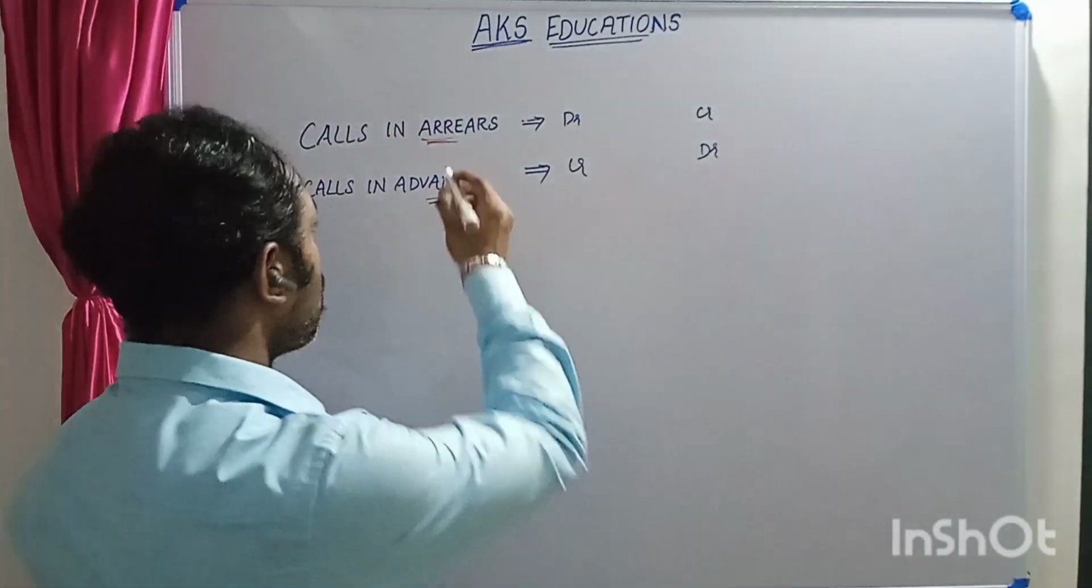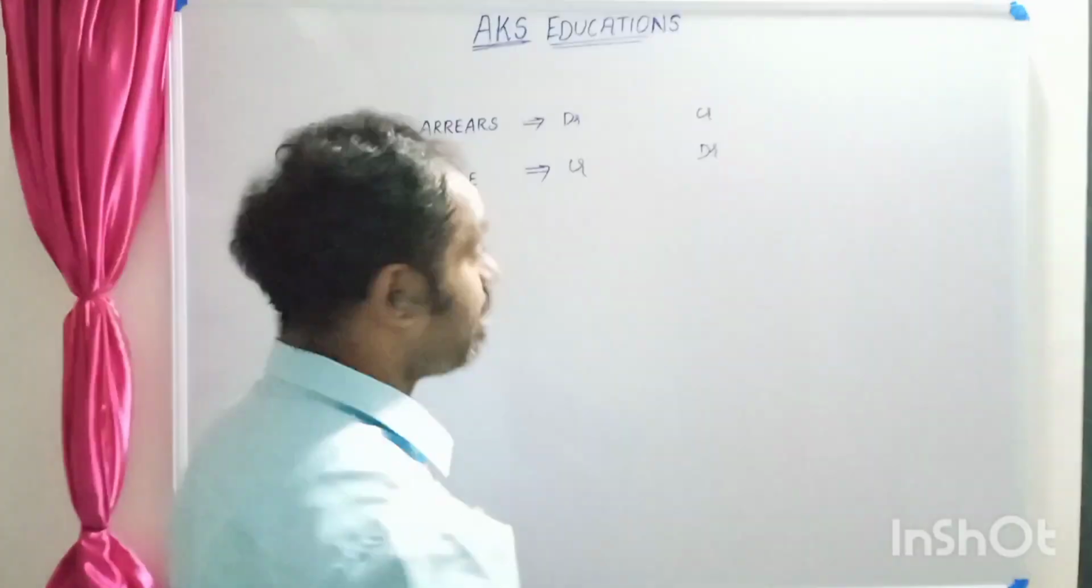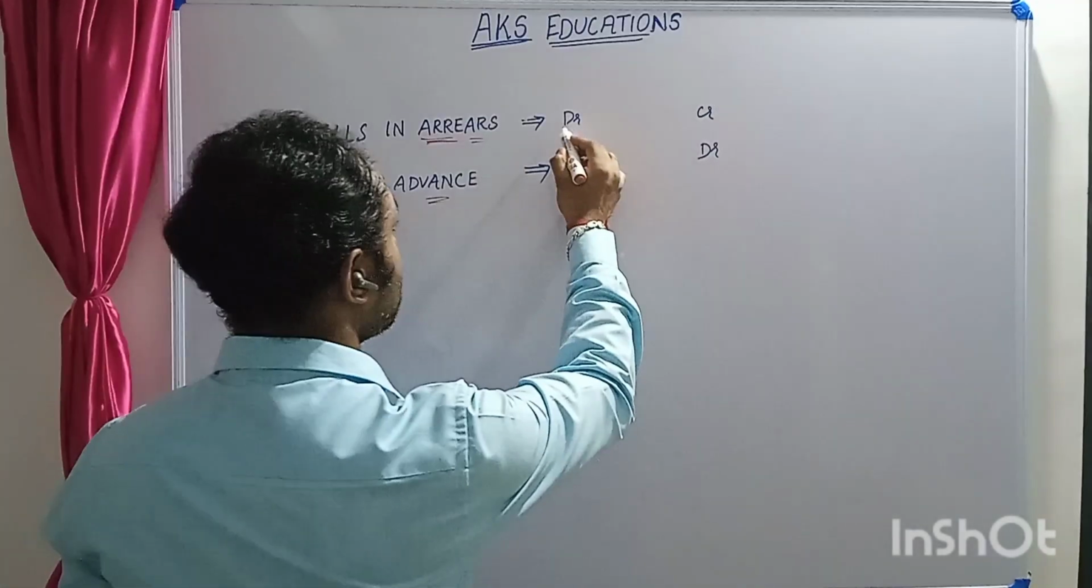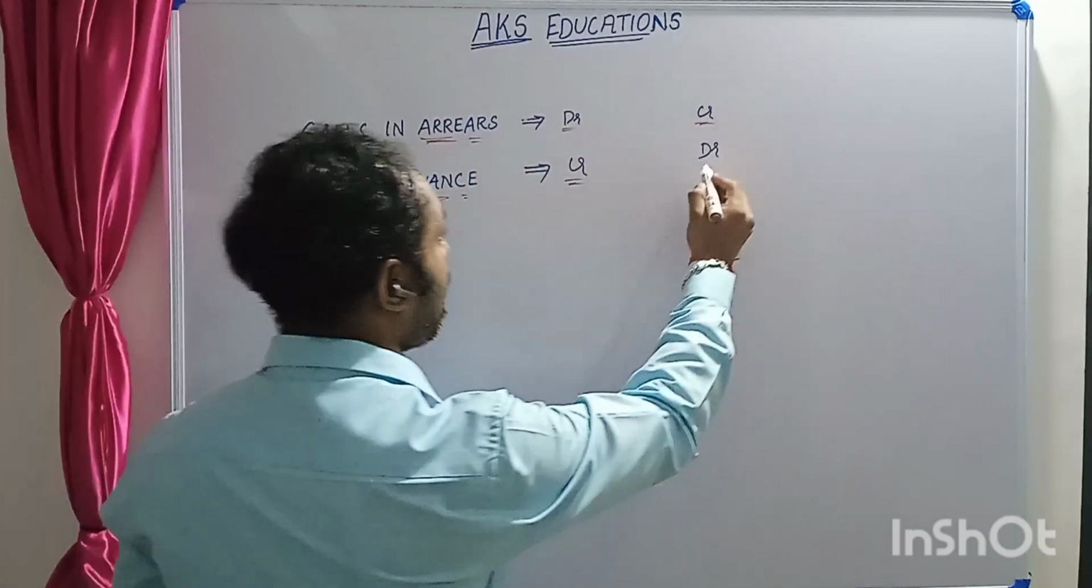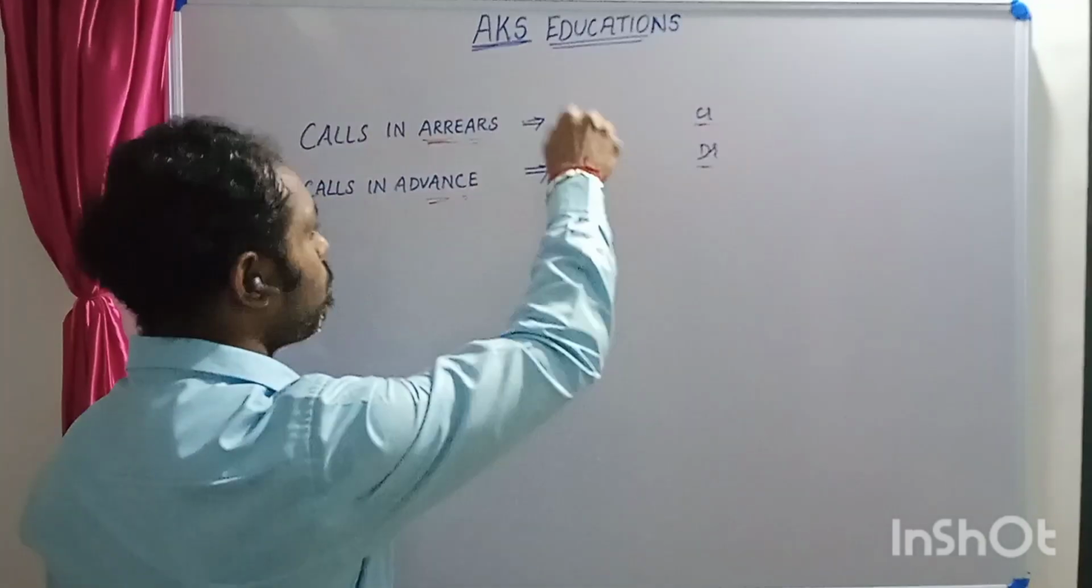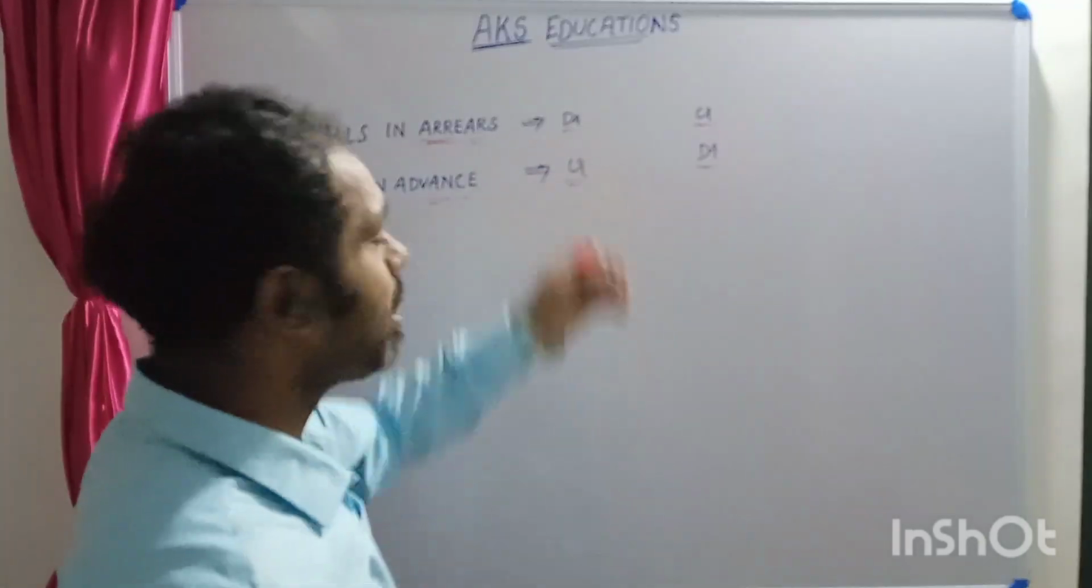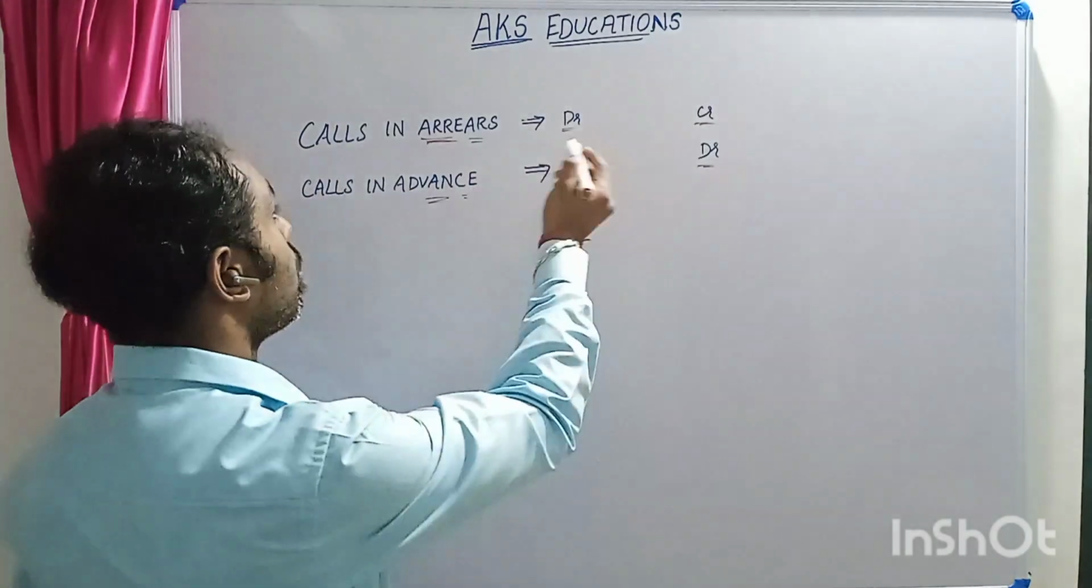So calls in arrears. Please remember this. Calls in arrears is debit and credit. Calls in advance is credit and debit. So what is the use of this? Obviously, when you're making journal entries, you have to do accordingly.